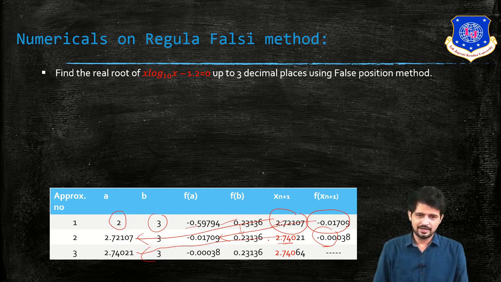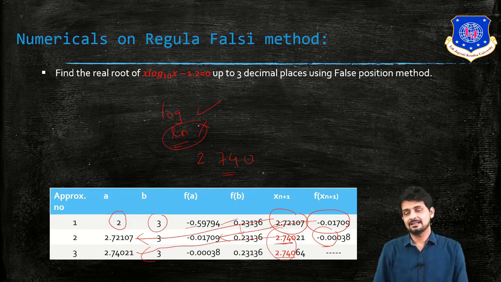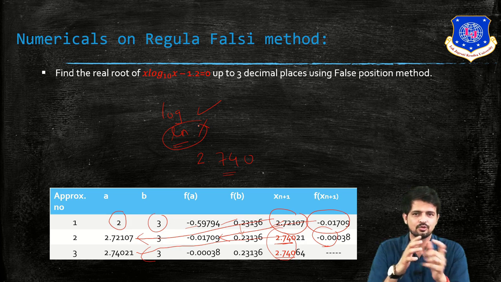By solving this, you get the xn plus 1 value as 2.740. Here you can see 2.740, again 2.740. The value has been the same up to 3 decimal places. So our answer will be 2.740. Okay, make sure that you are using log, not ln. If you use ln, then the whole numerical will be incorrect. It will be wrong. So make sure whenever log base 10 is given, you have to use log.